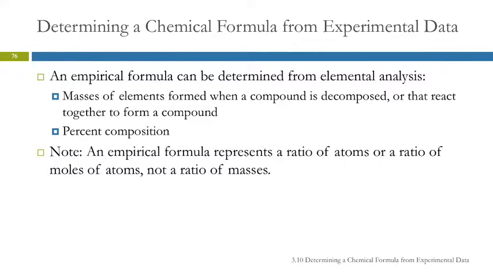How do we figure out chemical formulas? They can be determined from elemental analysis. What we get that way is an empirical formula, the lowest ratio of atoms of each element. So we can take a compound and decompose it and measure the mass of the elements that were in it, or we can take elements and react them together and measure the mass that reacted.